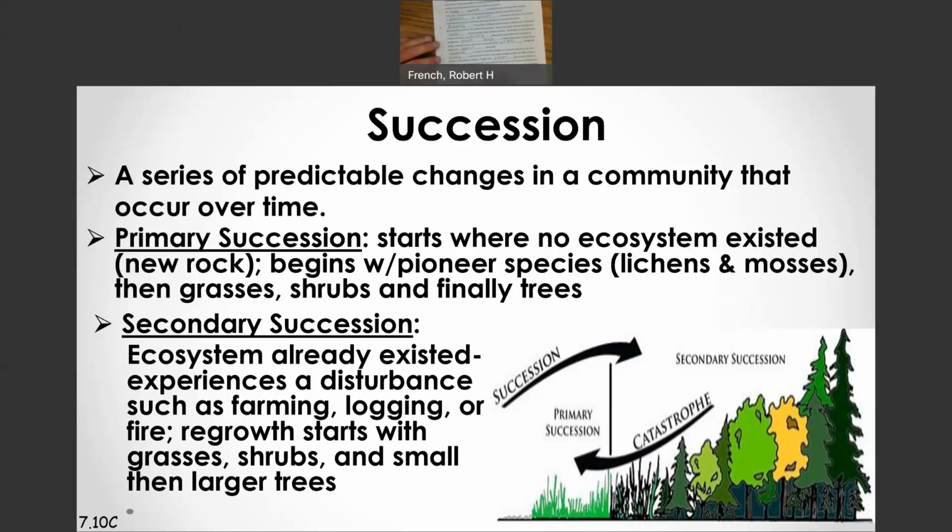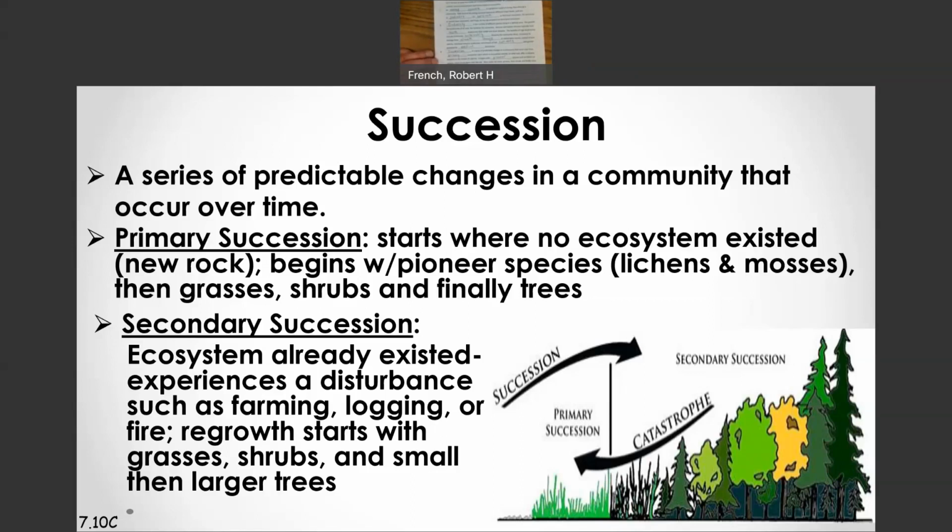Okay, so they break down the rock into soil. Once some soil exists, grasses, then shrubs, and finally trees can grow. Blank succession begins with a disturbance, such as clear-cut logging. So that'd be secondary succession.